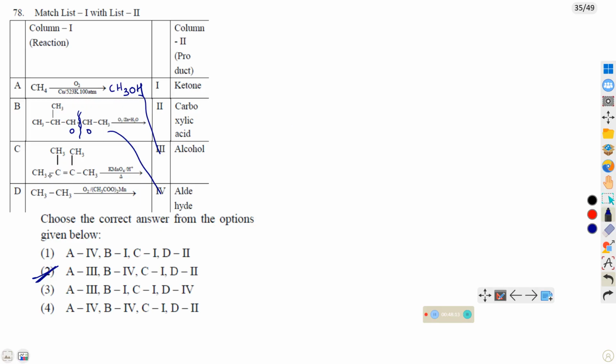KMnO4 with H plus. The CH2 group is oxidized to ketone. In the previous video I explained clearly. And CH3 undergoes oxidation, then it gives carboxylic acid.